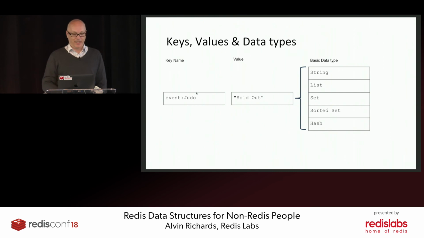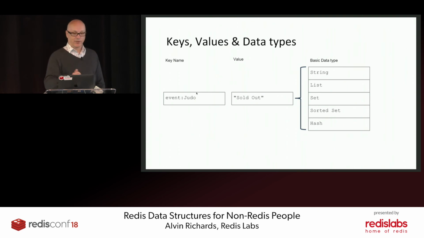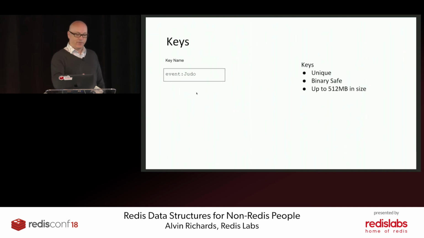So let's start at the beginning. On the left, we've got a key. The key's got a name. Here it's event:judo. And then it's got a value of sold out. And then that value could be one of a number of data types: a string, a list, a set, a sorted set, a hash. These are just some of the basic ones. There's a whole variety of other data structures that Redis supports, but let's stick with the simple ones to begin with. So let's start off with the key.